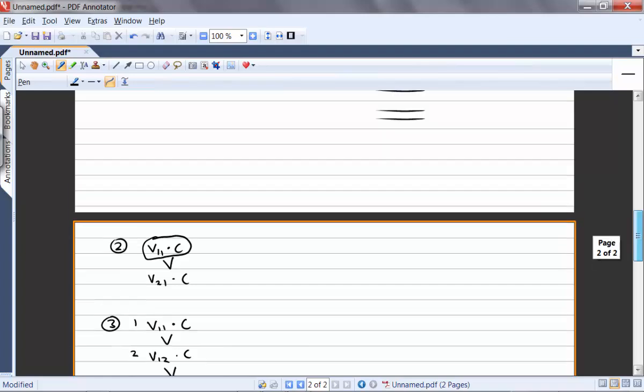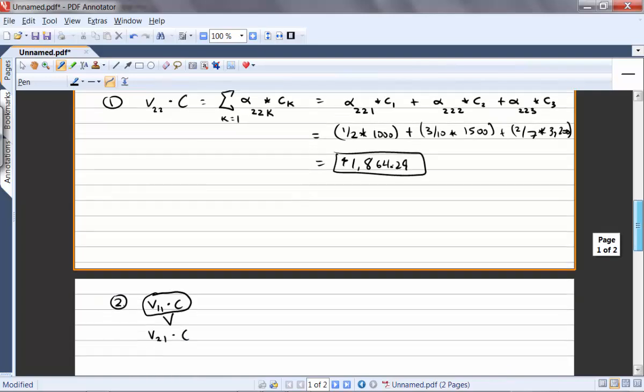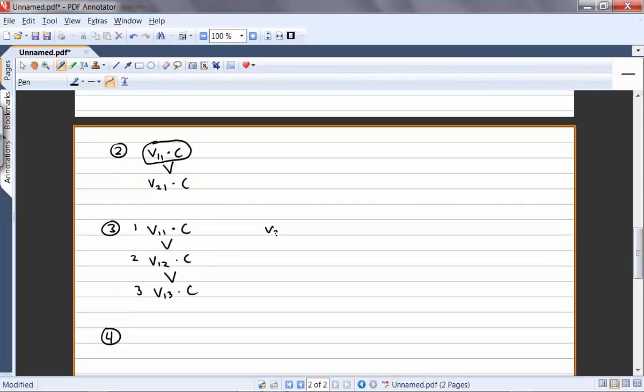For weighting scheme 2, we go back and we calculate these three, V21.C, V22.C, V23.C, and see which customer is the most costly to serve if we use weighting scheme 2. If you do that, you're going to calculate V21.C, V22.C, and V23.C. I believe you find again this holds. So customer 1 is the most costly to serve, customer 2 is the second most costly to serve, and customer 3 is the least costly to serve using weighting scheme 2.